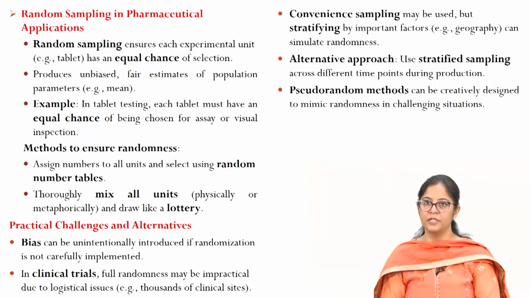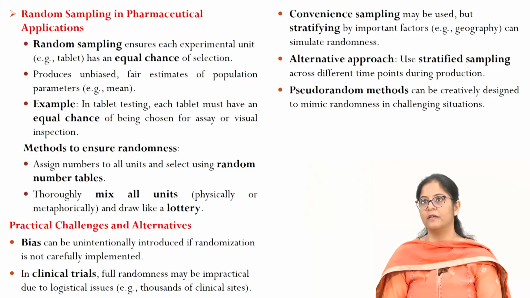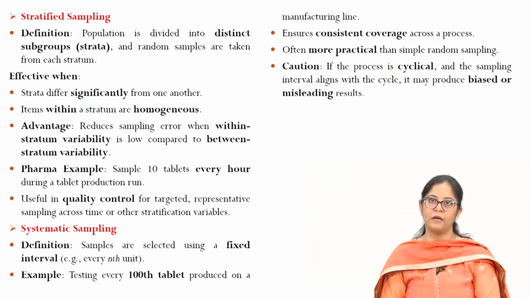Now, bias can be unintentionally introduced if randomization is not carefully implemented. In clinical trials, full randomness may be impractical due to logistic issues. Thousands of clinical sites are there. Convenience sampling may be used, but stratifying by important factors like geography can simulate randomness. Alternative approaches use stratified sampling across different time points during production, and pseudo-random methods can be creatively designed to mimic randomness in challenging situations. In stratified sampling, the population is divided into distinct subgroups, that is strata, and random samples are taken from each stratum.